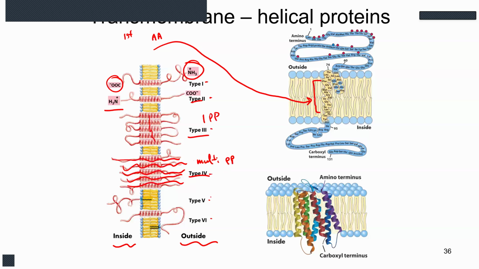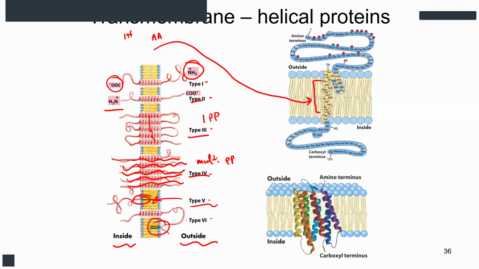polypeptides. The type 5 is a lipid-linked protein where some part of the protein has been modified to have a lipid link to it. A type 5, well, it's got a membrane region, but it's also got a lipid linkage.